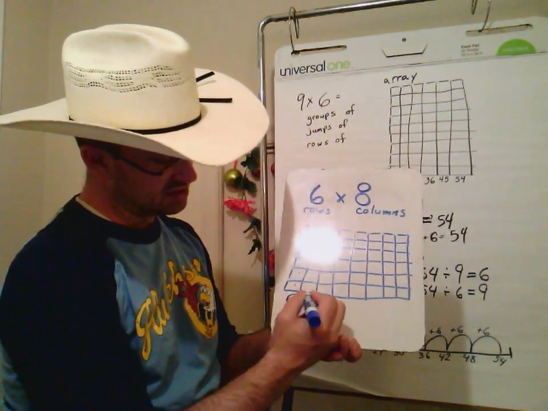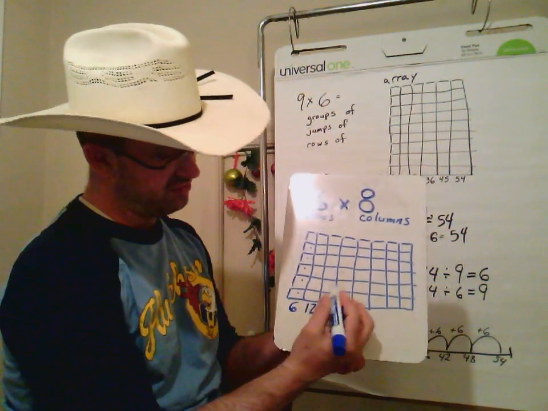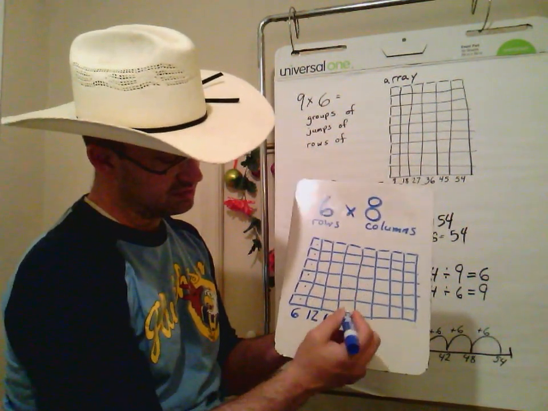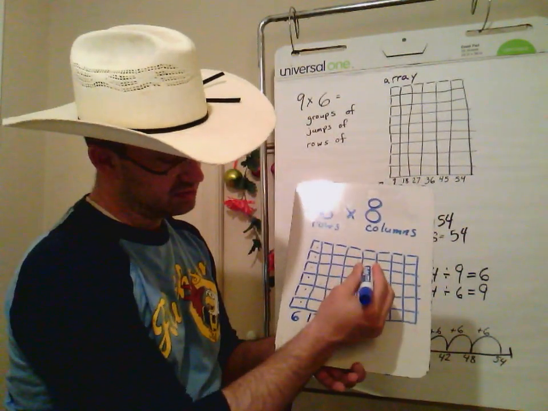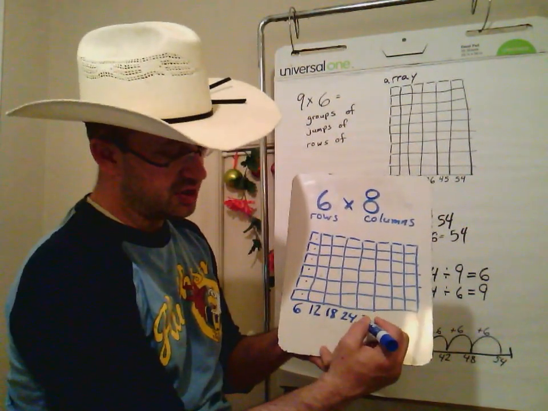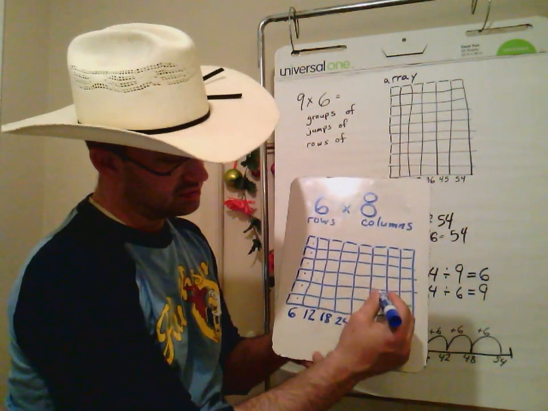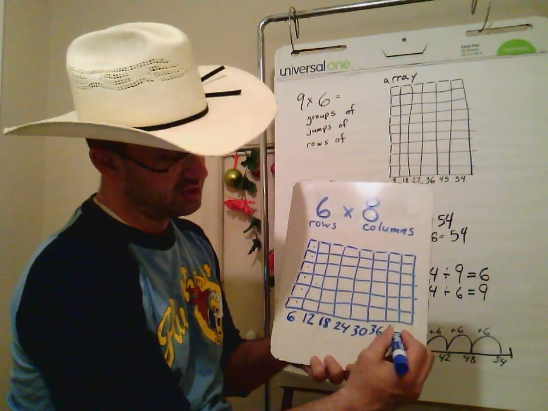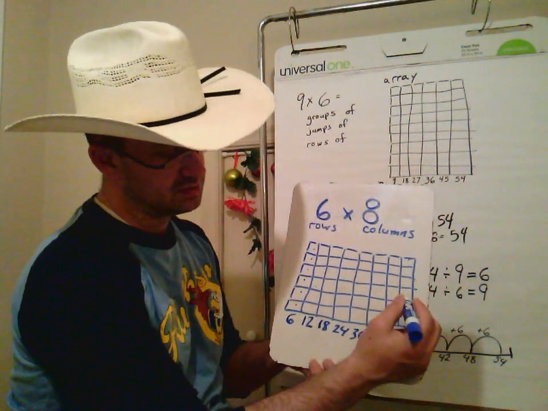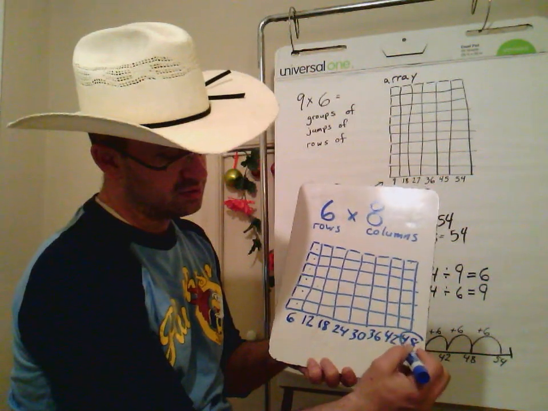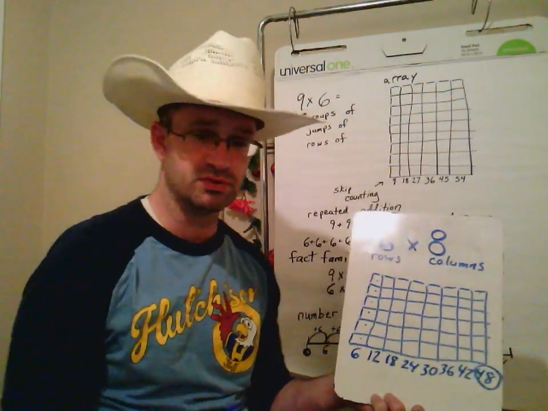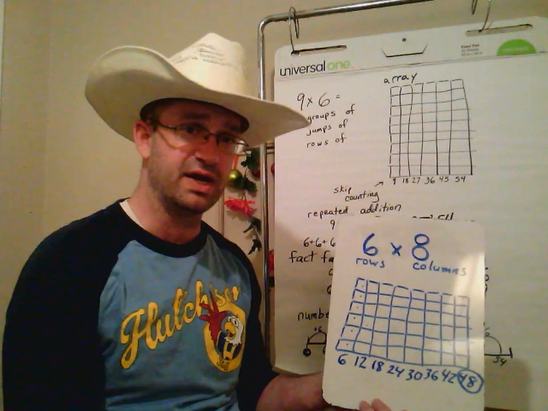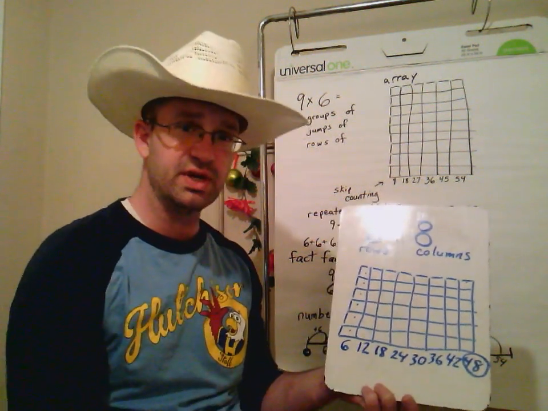1, 2, 3, 4, 5, 6. So we have 6, 12, 18, 24, 30, 36, 42, and 48. So we get 48 squares, or rectangles as they may be, that were created by making an array of 6 rows by 8 columns. But what do we do down there?